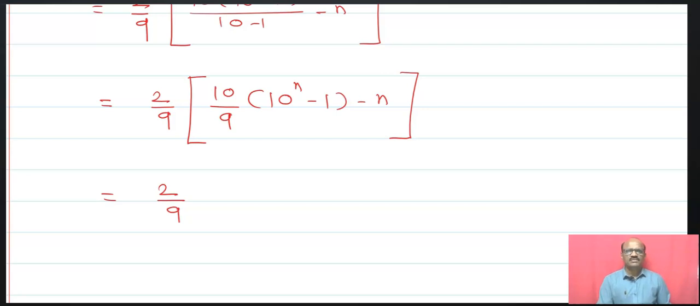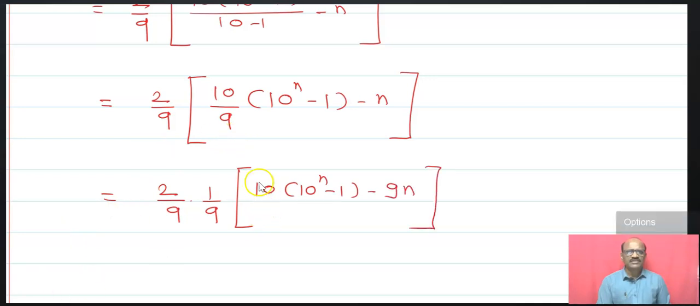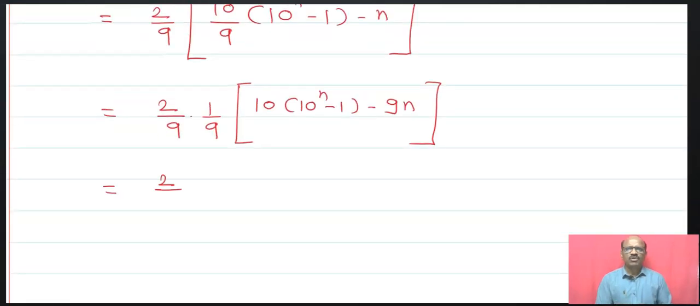Upon 9. Take the 1 upon 9 as common, then you will get like this. If you take 1 upon 9 common, then you have to multiply here with 9, it becomes 9n, that is 1 upon 9 in the bracket 10 times bracket 10 raised to n minus 1, minus 9n. And now see this, that is 2 upon 81 in the bracket 10 times bracket 10 raised to n minus 1, minus 9n, and this is the Sn.